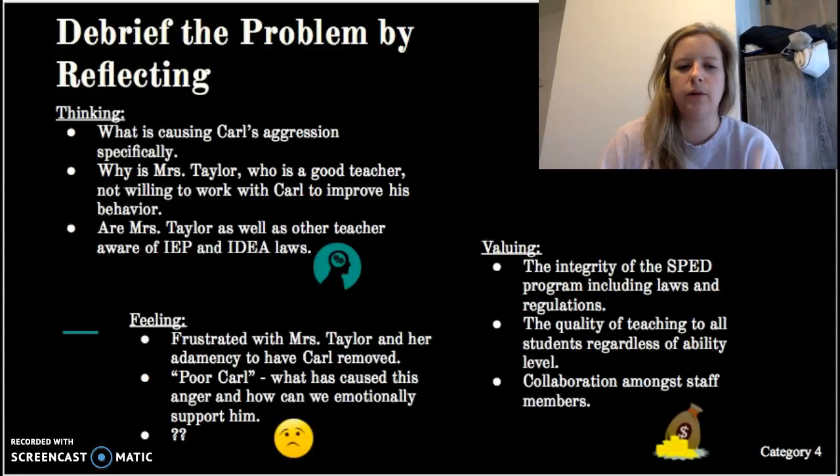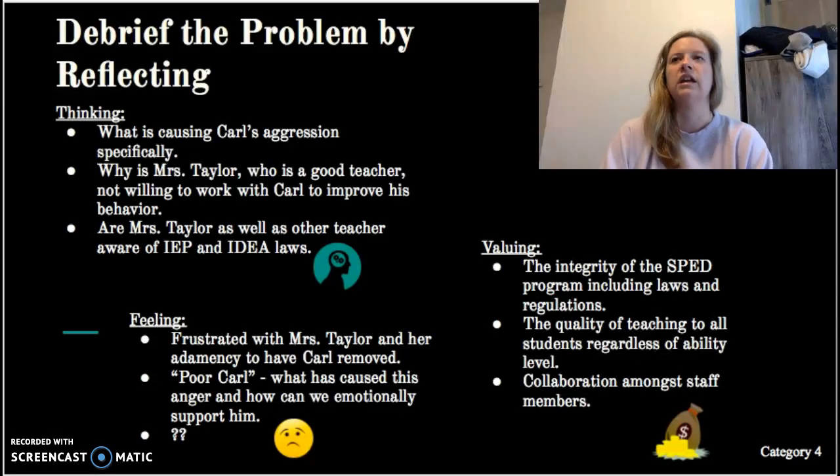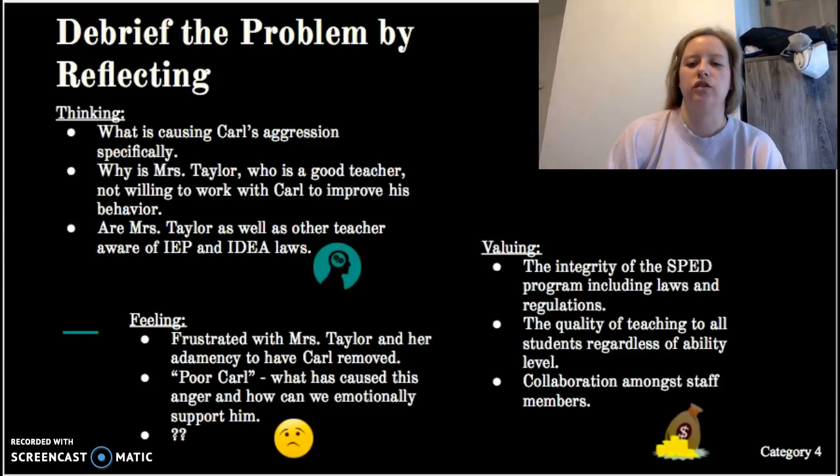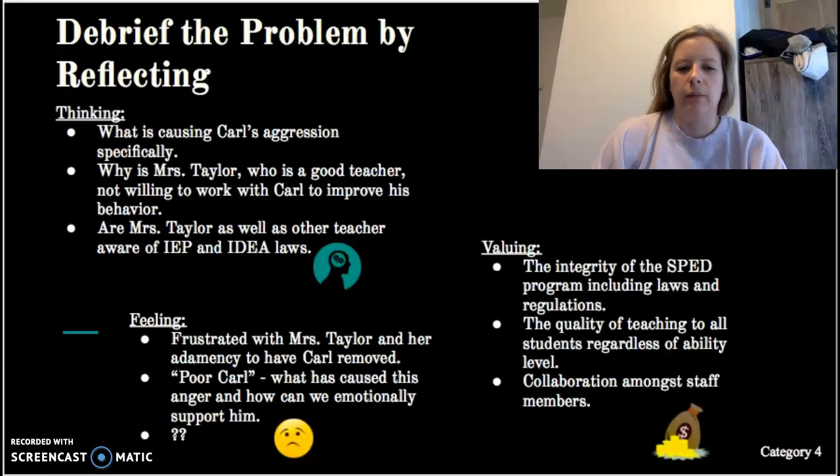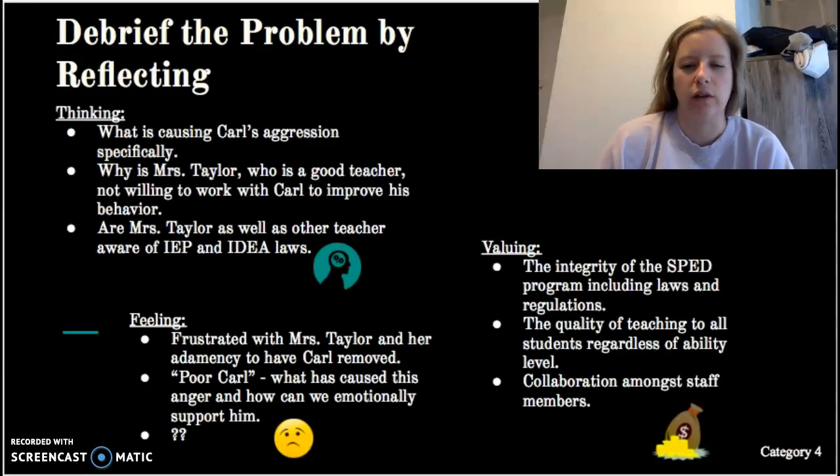To debrief the problem, what I was thinking in this situation is, what is causing Carl's aggression specifically? It seems that he's most upset with adults, rightfully so, considering what he's seeing at home. So how is that translating to school? What is Miss Taylor doing? What is she representing to him? Why is Miss Taylor not willing to work with Carl?